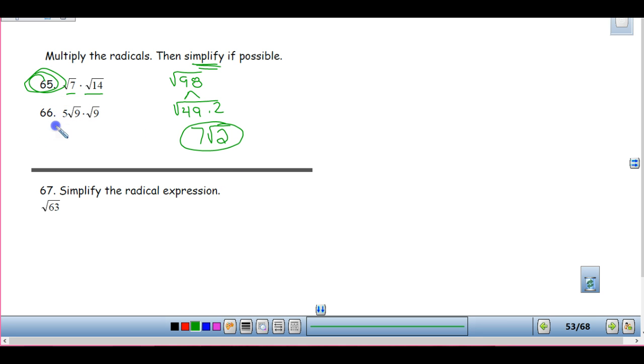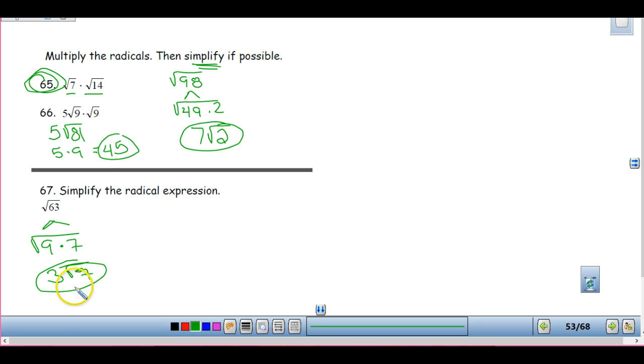Okay, 66, we have 5 times the square root of 81, but then we gotta take the square root of 81, so 5 times 9, and we end up with 45. We didn't even have any square roots left in that one. Okay, on 67, if I am going to simplify this one, perfect squares, so square root of 9 times 7, the square root of 9 is 3, so 3 root 7 is what I end up with for that one.